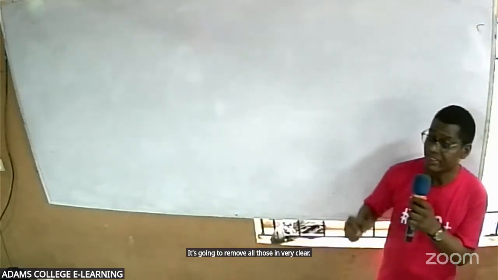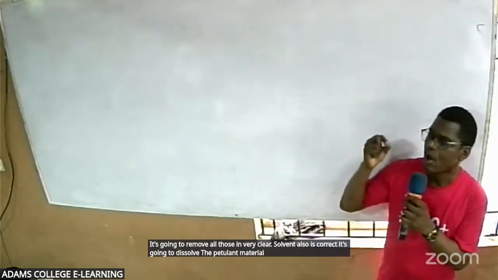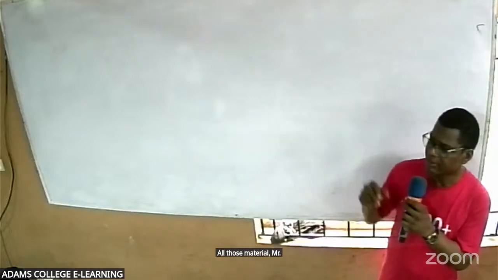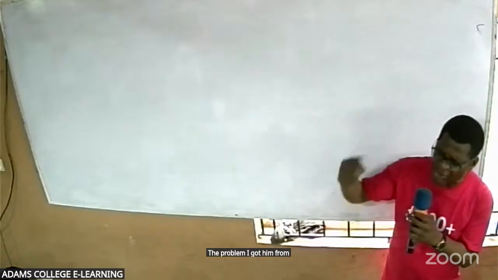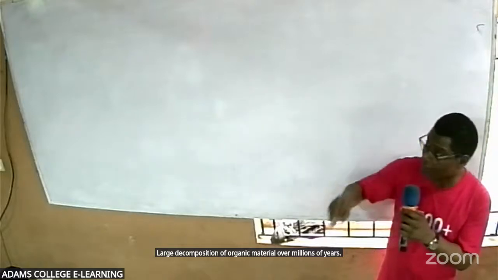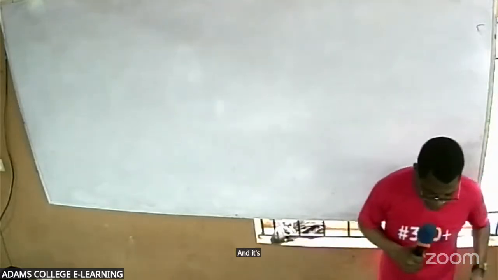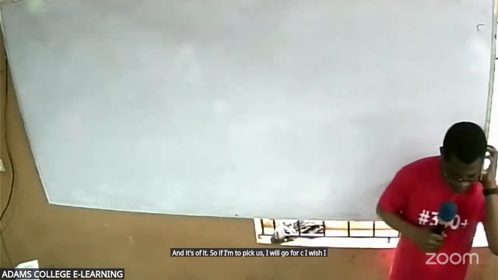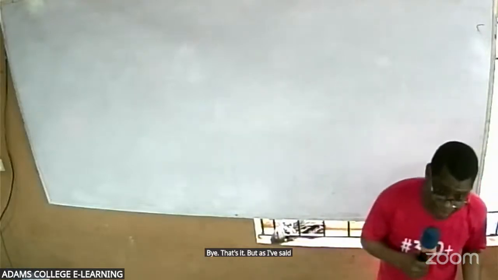A solvent also is correct. It's going to dissolve the petroleum material, because listen to me, Mr. Amos has started teaching petroleum. Petroleum is gotten from what? Large decomposition of organic material over millions of years. And what can dissolve those things is organic solvent. So if I want to pick an answer, I'll go for C. I'll go for C, but as I've said, the other is correct too.